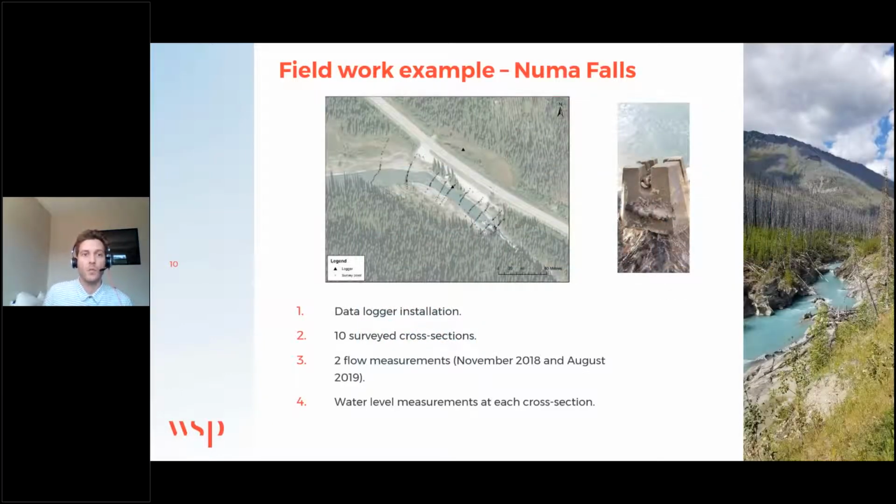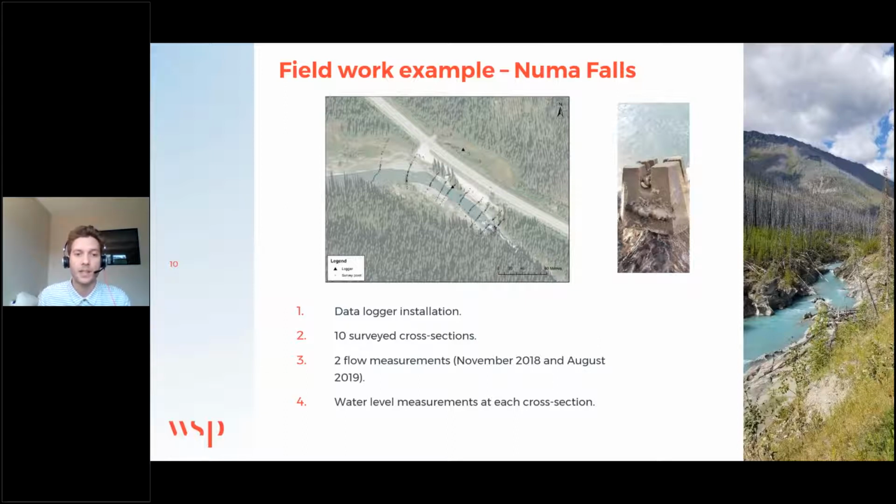So if we look at one example, I've picked the Vermilion River at Numa Falls. So it's within the park. It's really close to the Highway 93 South. So what we've done there, it's really similar to what we've done at the 4 other sites.